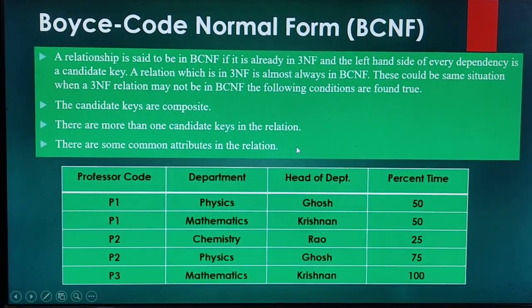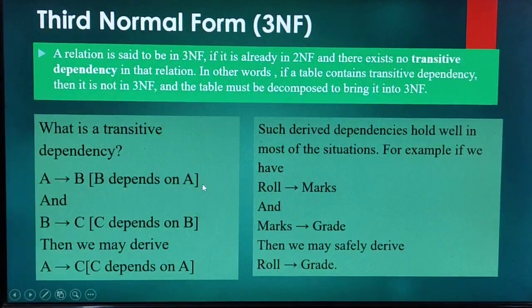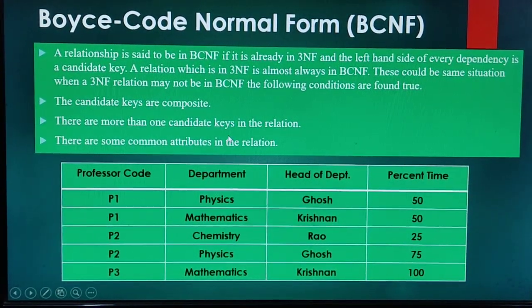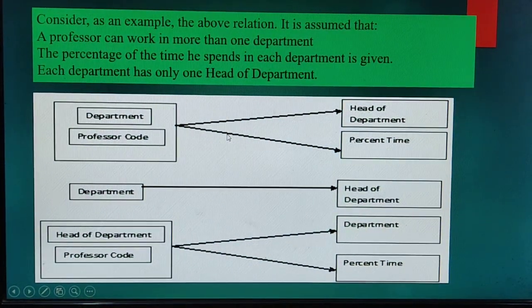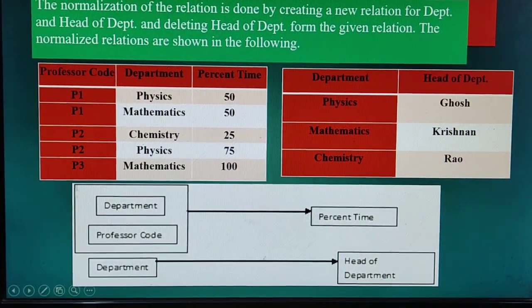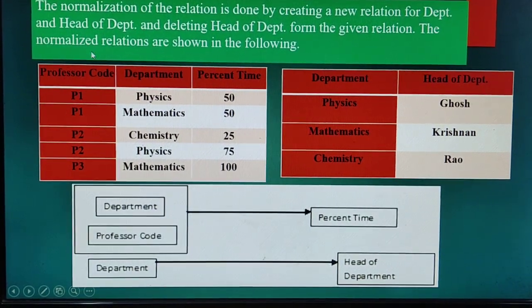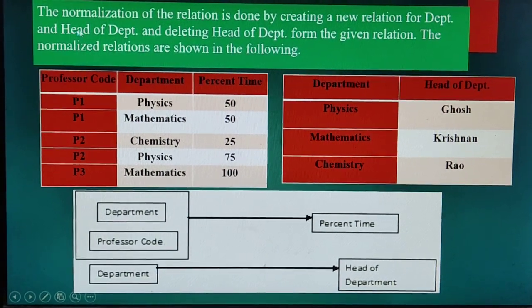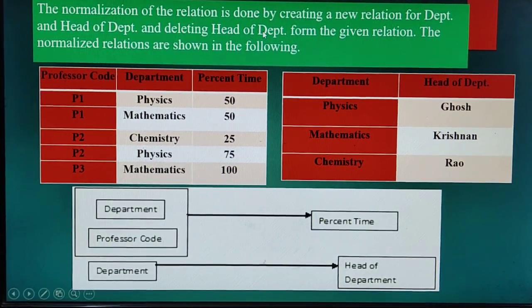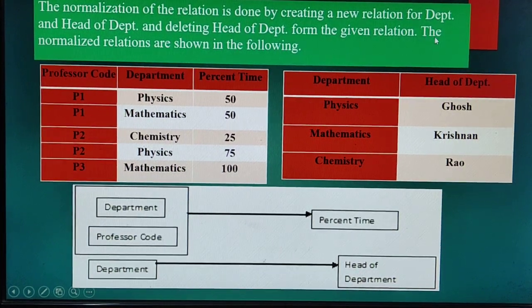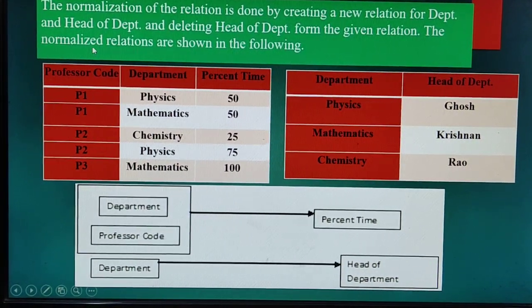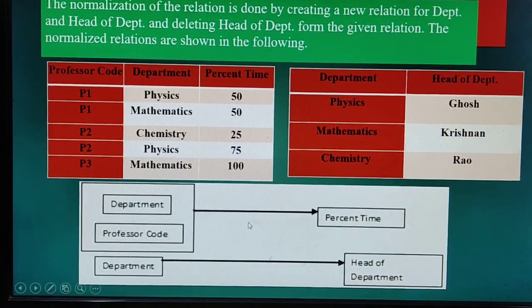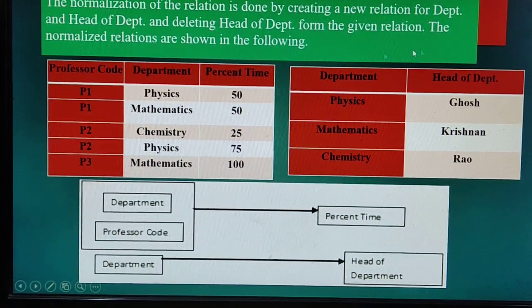So now we'll see the dependency here, third normal form, and we'll see here BCNF. Now at a time we can solve this particular example. Through an example we can solve this. The normalization of a relation is done by creating new relations for department and head of the department, and deleting head of the department from the given relation. The normalized relations are shown in the following list. So now this is our task which I have already discussed, and here you will find the example.